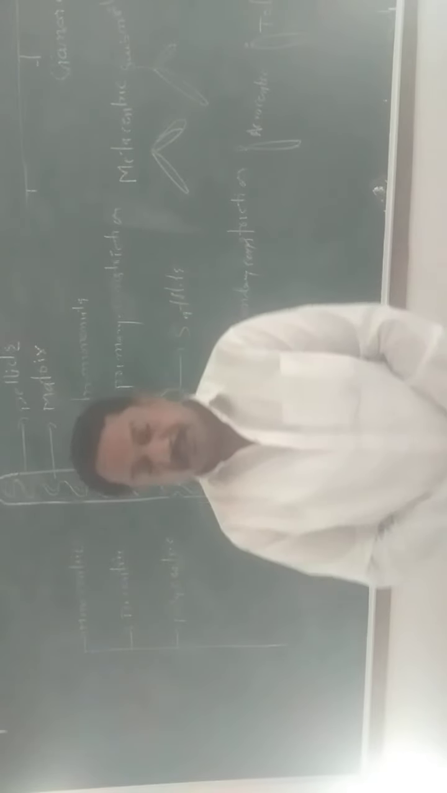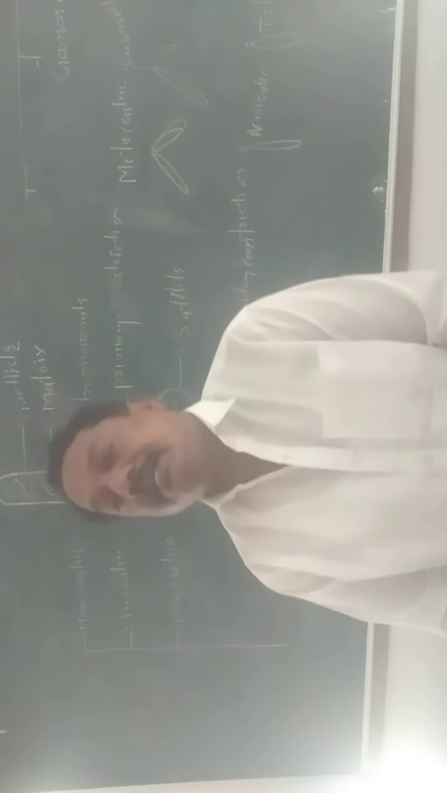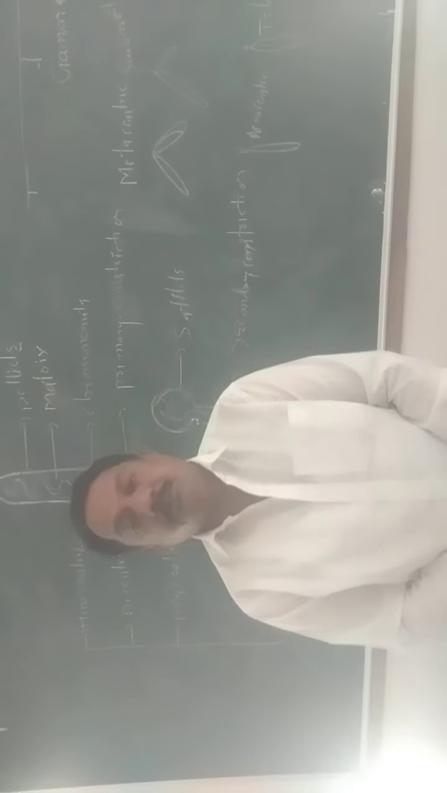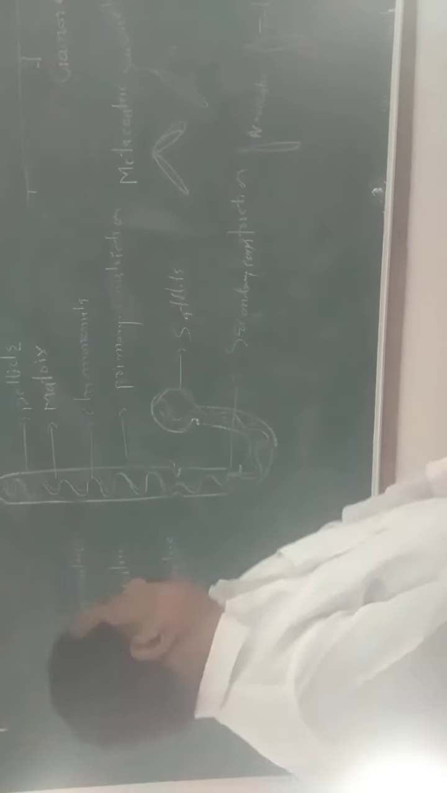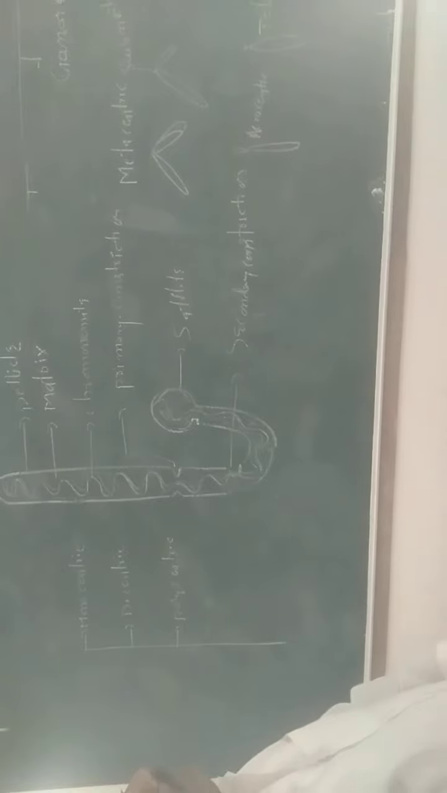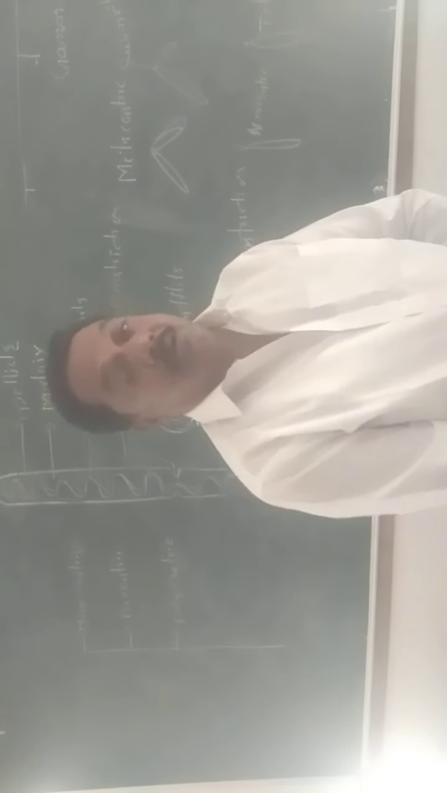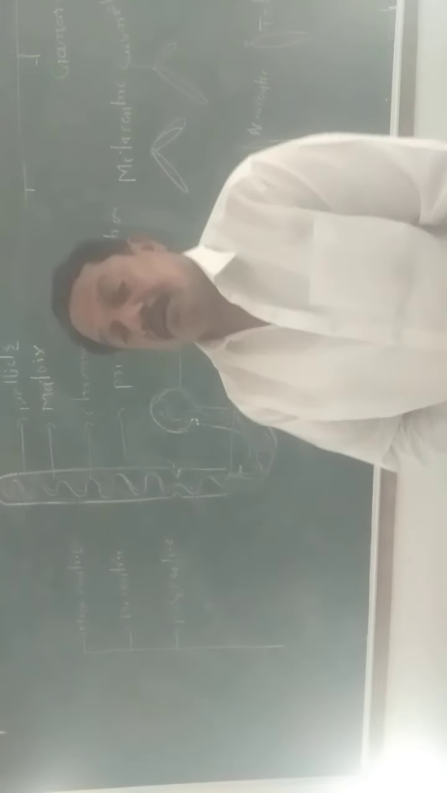Our topic discussed last class was cell organelles, the nucleus. So today I am discussing the chromosomes. What I am drawing is the structure of a typical chromosome. Chromosomes are very important. Colored bodies are present in the nucleus of the cell. The colored bodies are called chromosomes.